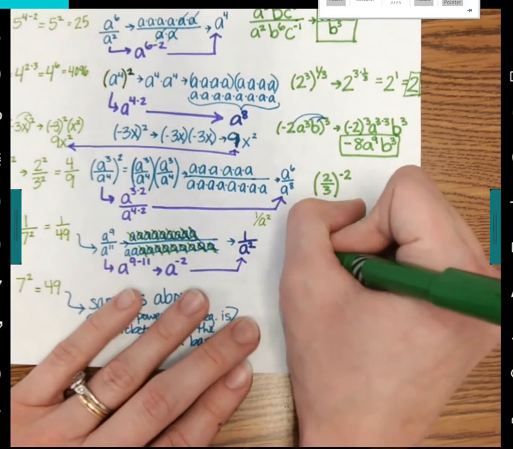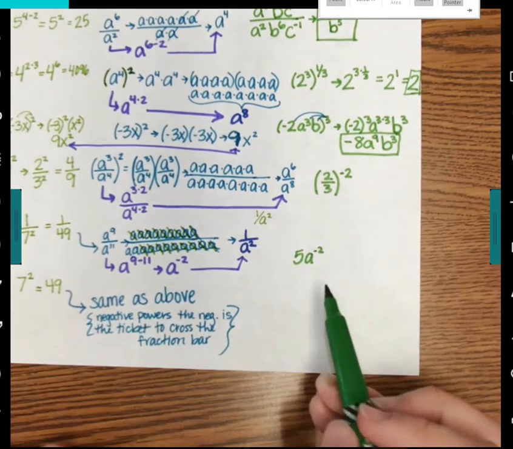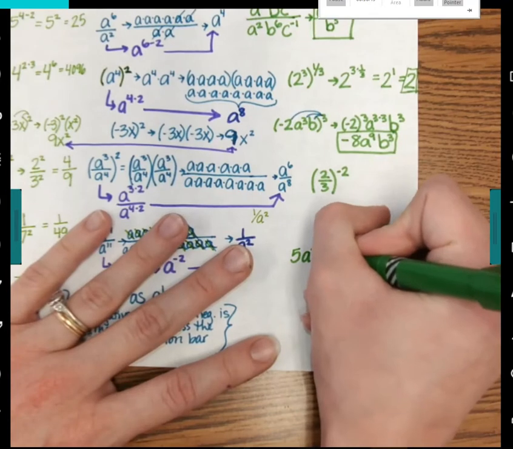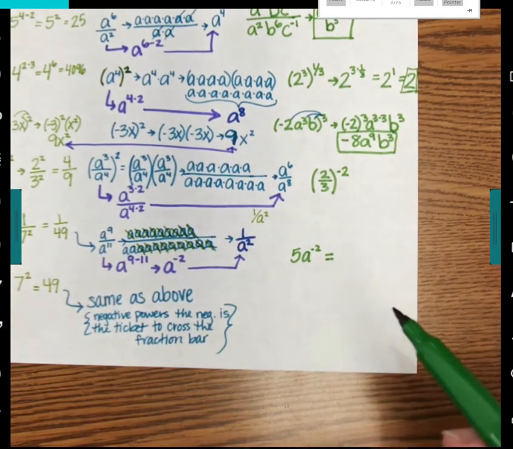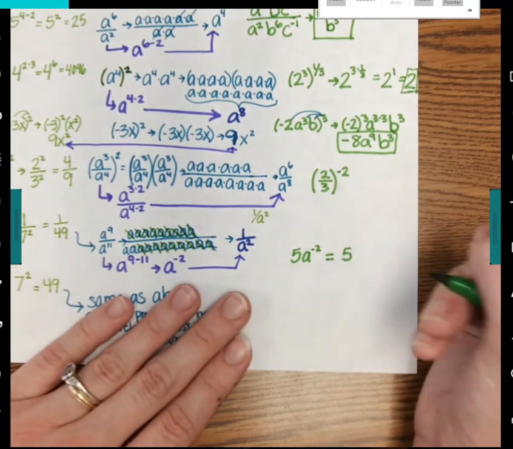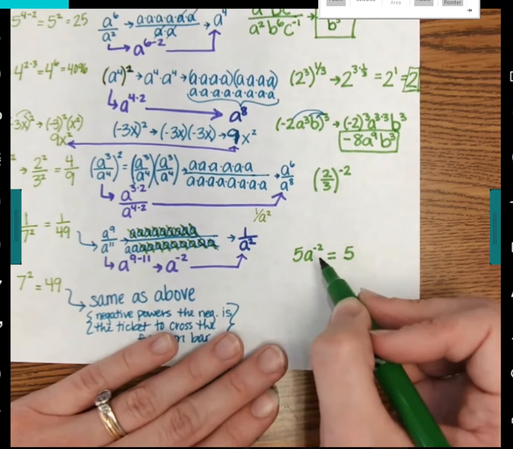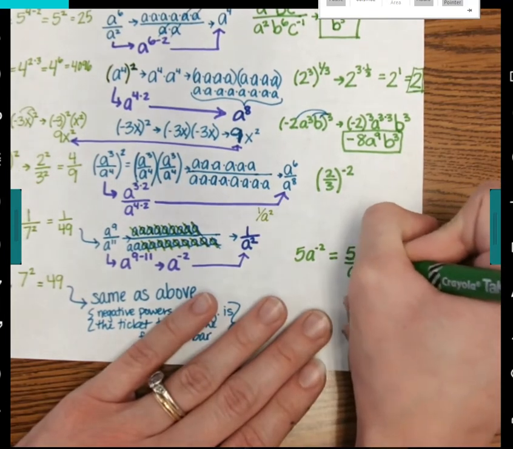Negative exponents problem, 5a to the negative 2. Now, the a squared, oops, just make that an equal sign. The a squared has the negative. The a squared has the ticket. The 5 does not. The 5 needs to stay where it is. It does not have the train ticket. But the a squared does have the ticket. So the a squared can move to the other side.